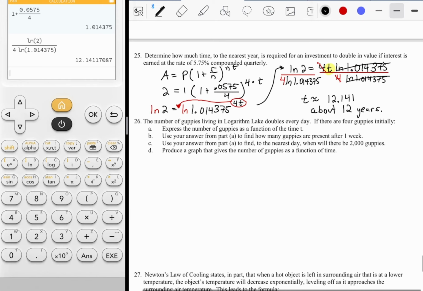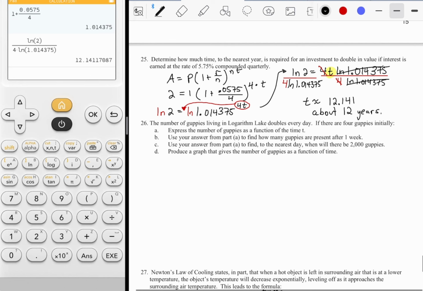All right. And then number 26, the number of guppies living in logarithm lake doubles every day. If there's 4 guppies initially, express the number of guppies as a function of time. So that's just straight up exponential growth. So n is equal to n sub 0, 1 plus r to the t power. Right? If you're doubling, you're increasing by 100% of your value.